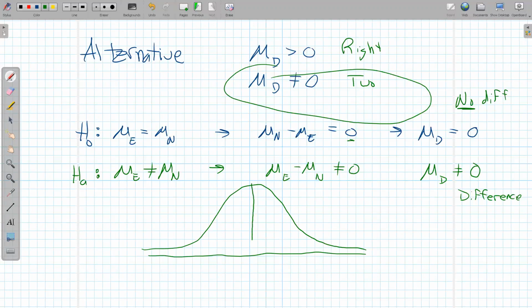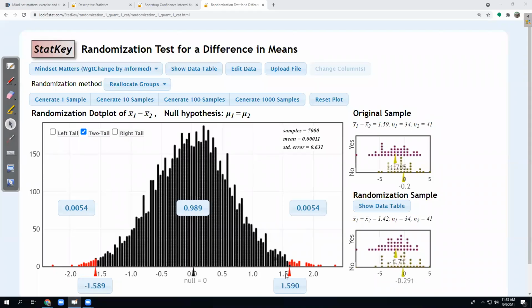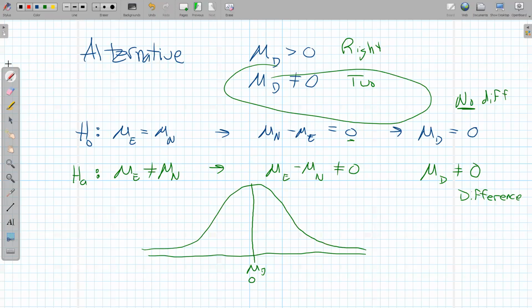Typically with a two-tail, we use both of the numbers. Theoretically, they should be the same number. So here we have our mu difference of 0. And then where did our data land? We want to put it in the right spot. Did the data land near the middle or away from the middle? So it's a little bit away. So over here is my x bar d, which is the 1.59.